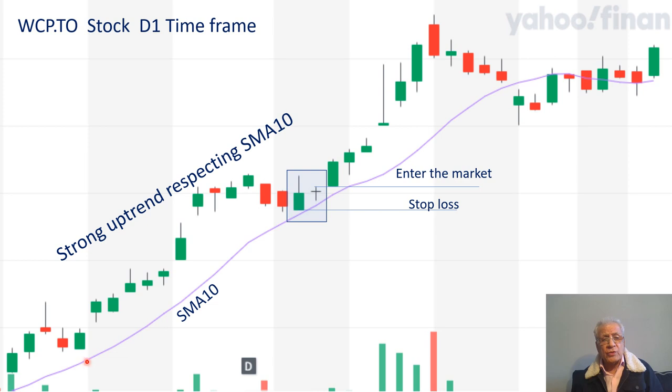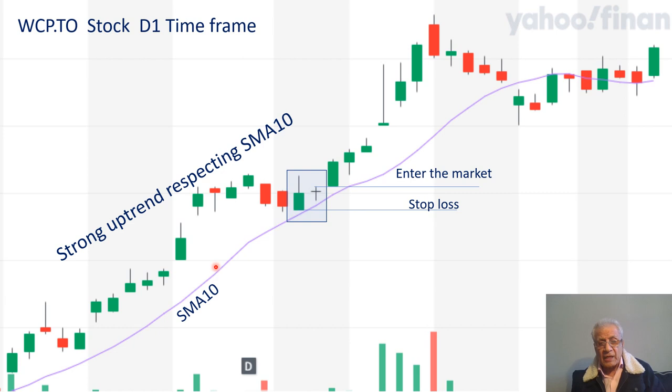We can also use the SMA 10, which is this one, to check if you have a strong trend and the trend is respecting the moving average. When you put the moving average and you have a strong trend respecting it, it means the price should be at the top of the moving average. That is the characteristic of an upward trend. So that means respecting the moving average.